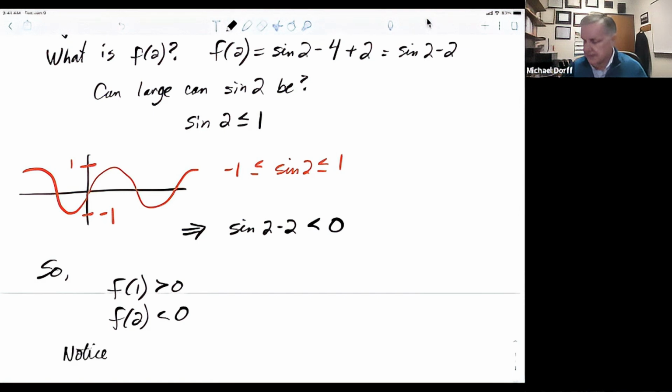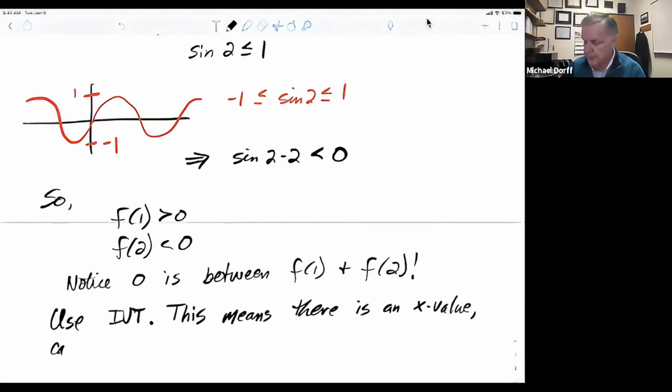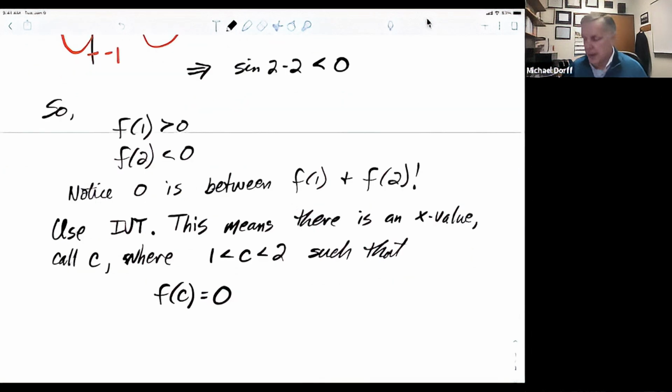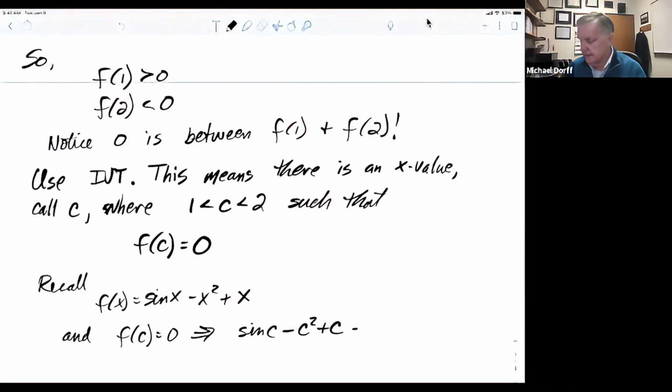Okay, notice 0 is between f of 1 and f of 2. So we can use the intermediate value theorem. It says this means there is an x value, which we'll call c, where c is between 1 and 2, such that f of c equals 0. All right, so how does that help us solve this problem? Well, recall f of x was sine of x minus x squared plus x. And we know that f of c equals 0. So that means the sine of c minus c squared plus c equals 0.